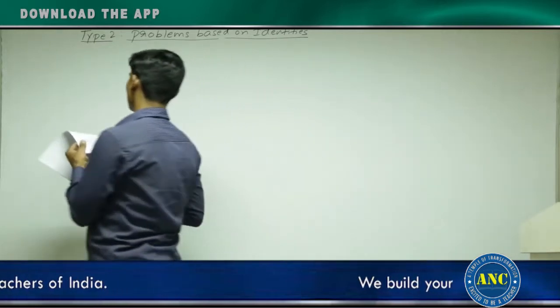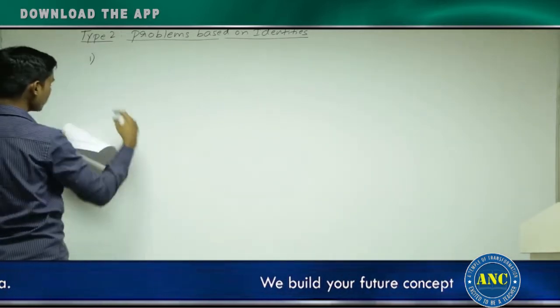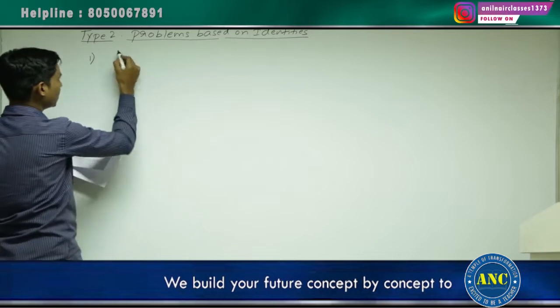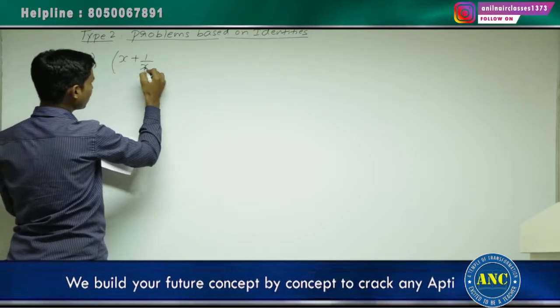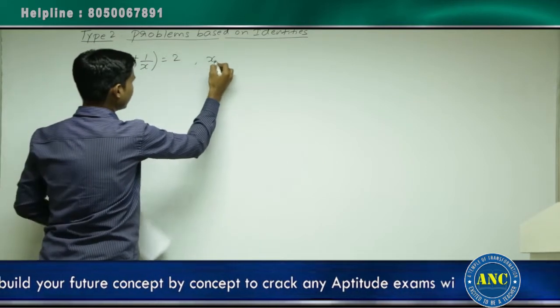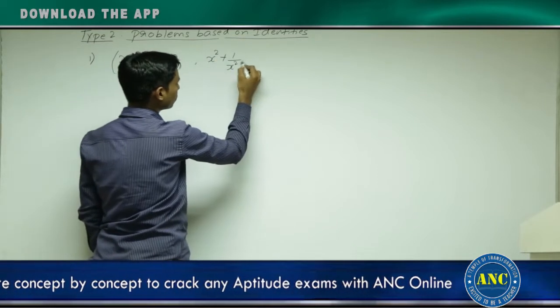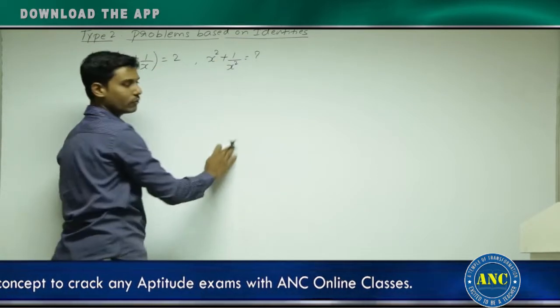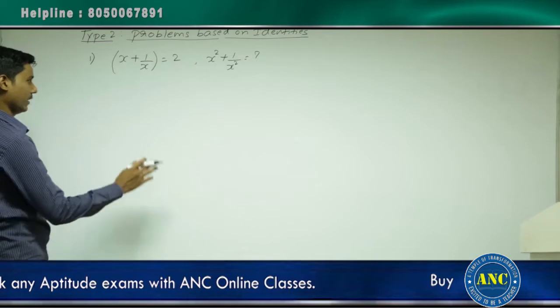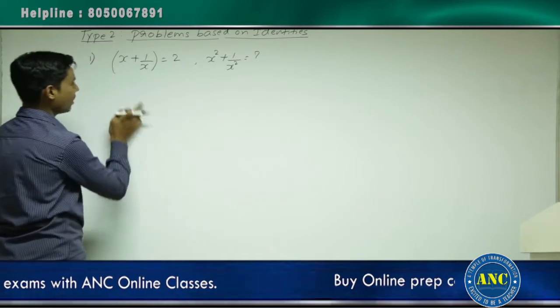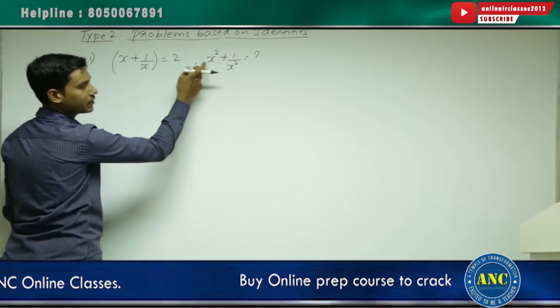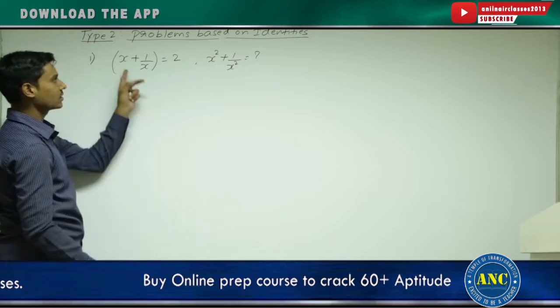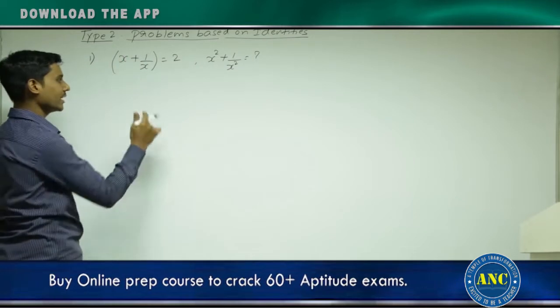Now see here, question number 1. If x plus 1 by x is equal to 2, you need to find the value of x square plus 1 by x square. Now see here, I have x plus 1 by x. I want a term called x square. X should become x square, so squaring both sides.